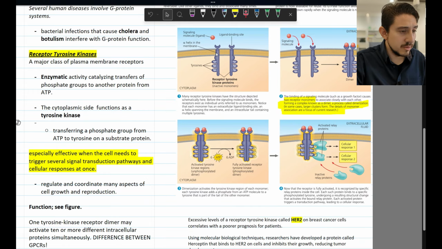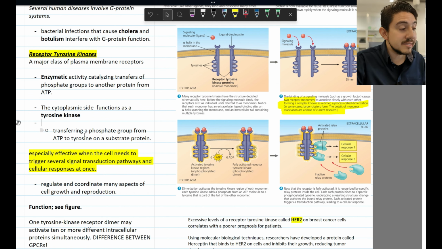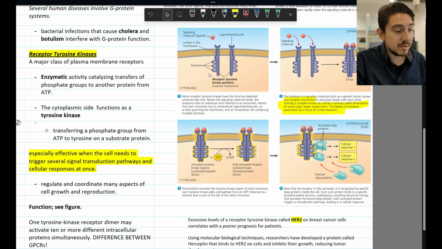So let me just zoom in. All right, so you have a receptor tyrosine kinase, and then if you can see, the majority of the structure is on the cytoplasm side, and it functions as a tyrosine kinase. And what does that mean? Right, a kinase, basically you have a transferring of a phosphate group from ATP to a tyrosine amino acid on a substrate protein.